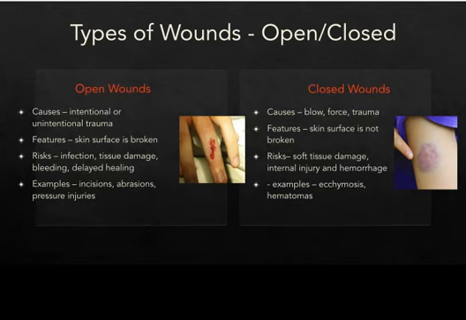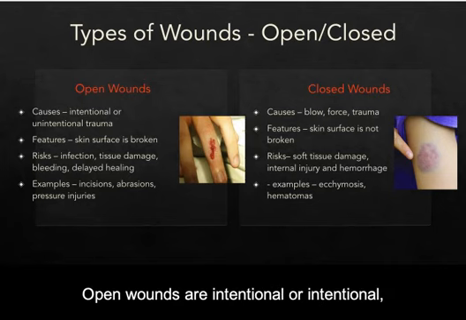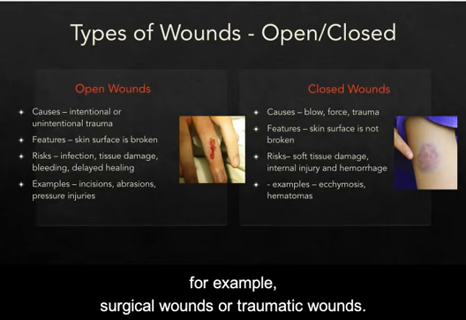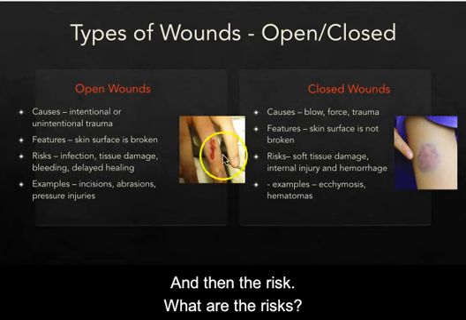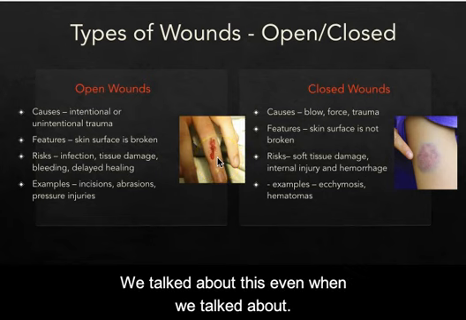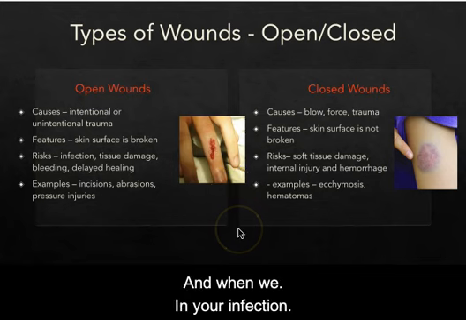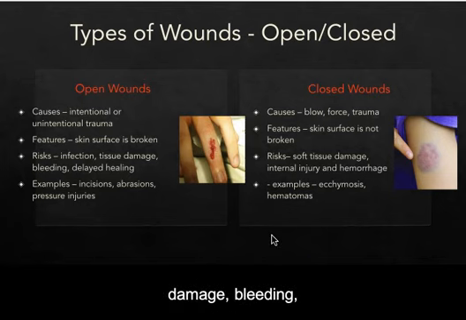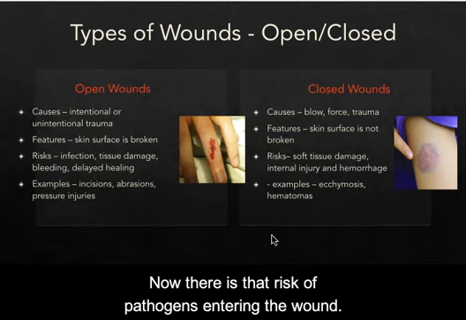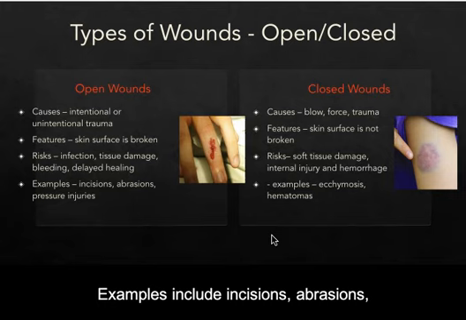Open and closed wounds. Open wounds are intentional or unintentional, for example, surgical wounds or traumatic wounds. The features include that the skin is broken, that's open. And then, what are the risks? We talked about this in your infection PowerPoint. You have risk of tissue damage, bleeding, delayed healing, and infection. Now the skin's open, now there is that risk of pathogens entering the wound. Examples include incisions, abrasions, pressure injuries.